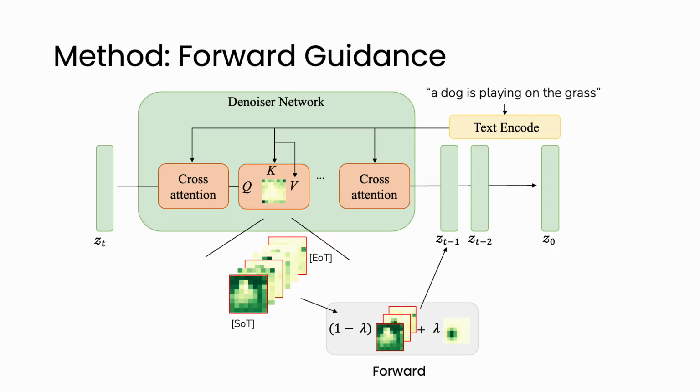Therefore, we consider also applying forward guidance on the spatial tokens, that's the start of text token and the end of text token, to strengthen the layout control effect.